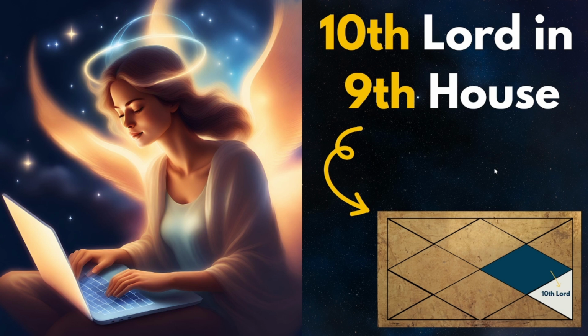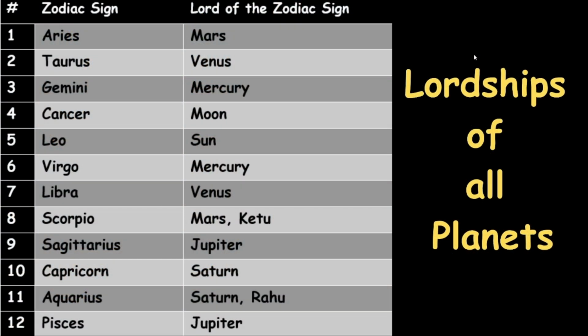Today we will discuss the placement of the 10th lord in the ninth house. What do you mean by the lord of the house in Vedic astrology? Now each planet has a responsibility of handling either one or two houses. So these planets become the lord of those houses.